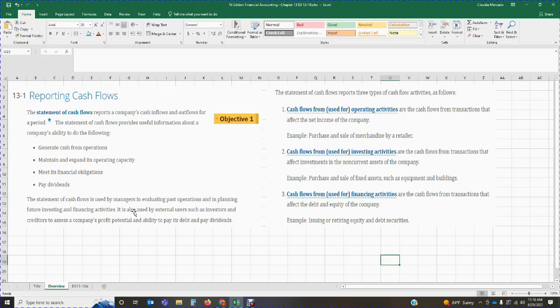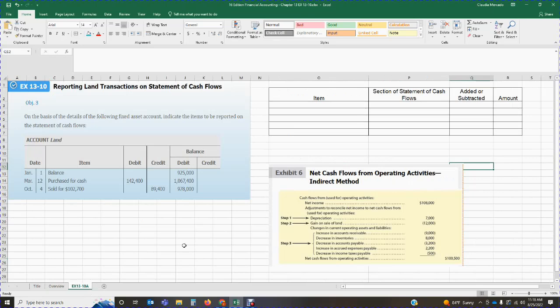Okay, there's a lot of information in your book. Please read it. That way you understand, as we are covering these problems, what we have to do. Now, this problem is fairly short. It shouldn't take us very long to complete. We are provided with a transaction that we have to analyze and classify as to where we should put these transactions in our statement of cash flows. Okay, so it says Exercise 13-10, reporting land transactions on the statement of cash flows.